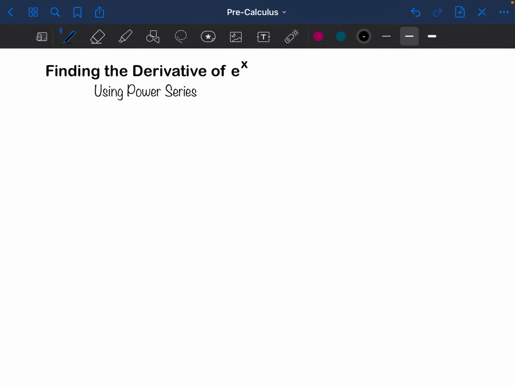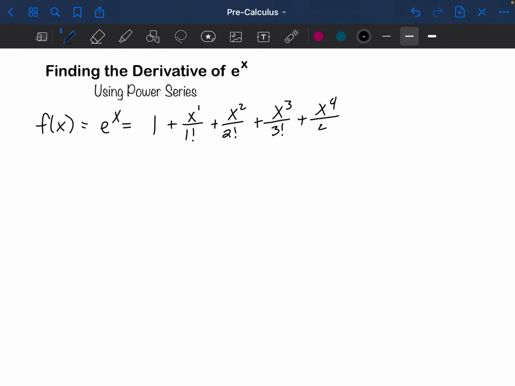We want to find the derivative of e to the x. Well, we can do that using the power series definition, right? Remember that our function e to the x is equal to the power series of 1 plus x to the first over 1 factorial plus x to the second over 2 factorial plus x to the third over 3 factorial plus x to the fourth, right? Seeing the pattern, and then that just keeps going and going and going till infinity.